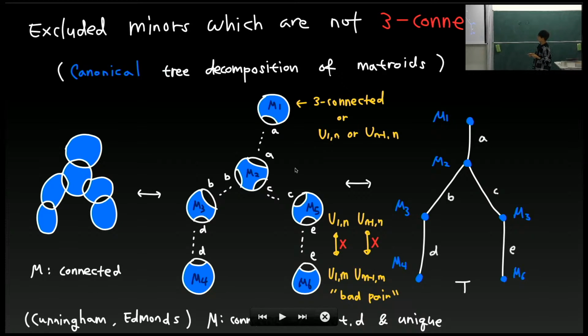Then Cunningham and Edmonds proved that if M is connected, we can always find a canonical tree decomposition, and it is unique up to relabeling some edges.